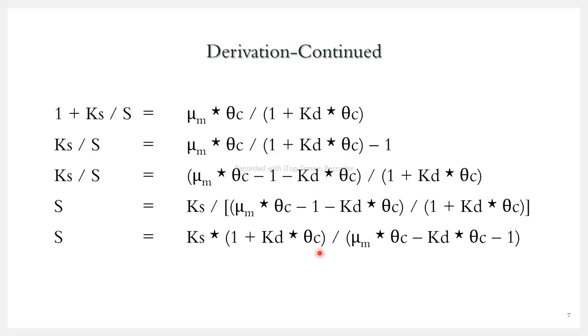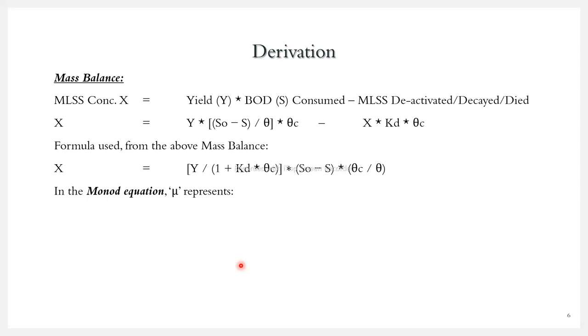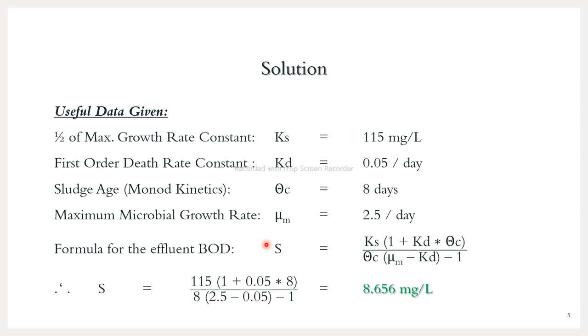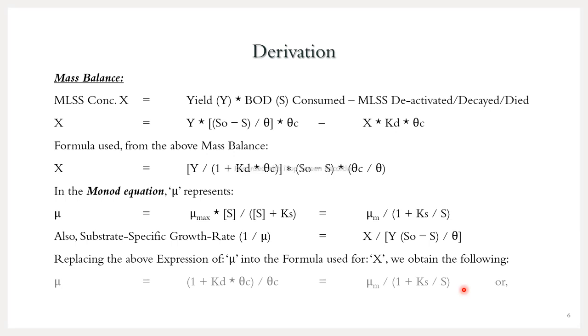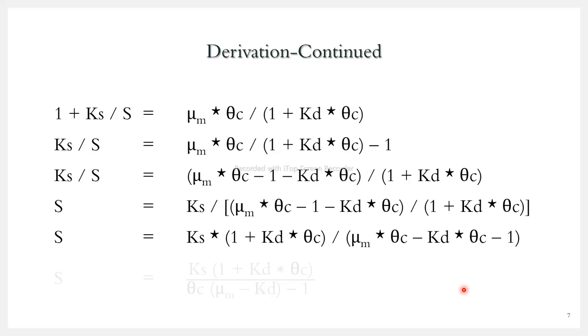We just rearranged it because we will take this theta c common. After taking theta c common, this already remains in the numerator part, and theta c after taking it common becomes mu m minus Kd within first bracket minus 1. It becomes a numerator. So it is the formula which we earlier used in this problem. This formula is developed based on the mass balance and the Monod equation. Only these two equations are required to derive the formula that we directly used in the last class.